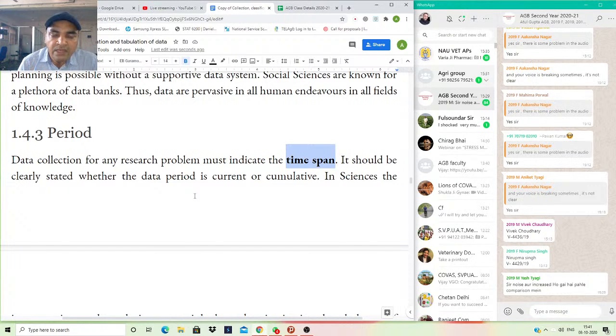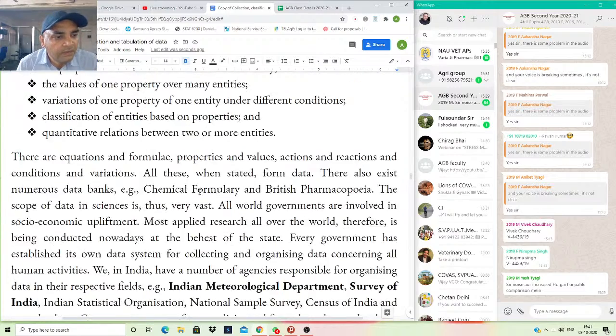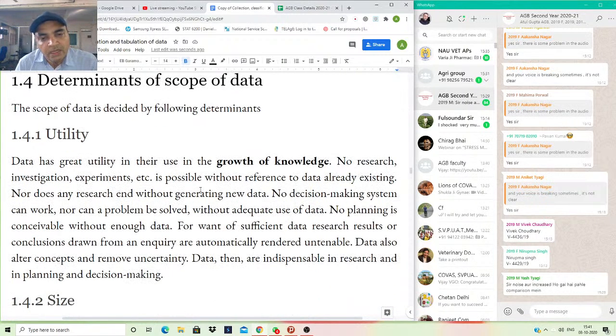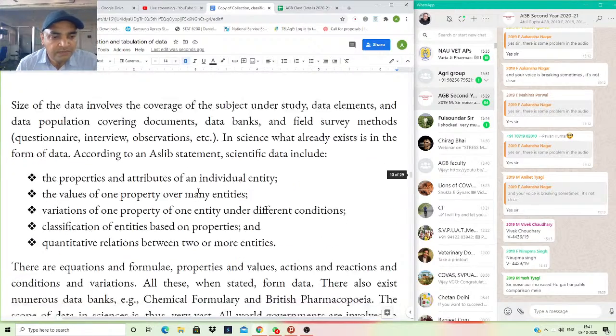If you have information about the time when a data has been collected, and if you have a sizable data, the size of data is good, and then if you have the utility of data to a greater extent, then in that case this data can very well be used for generating knowledge and enhancing our learning process. So this completes our data.